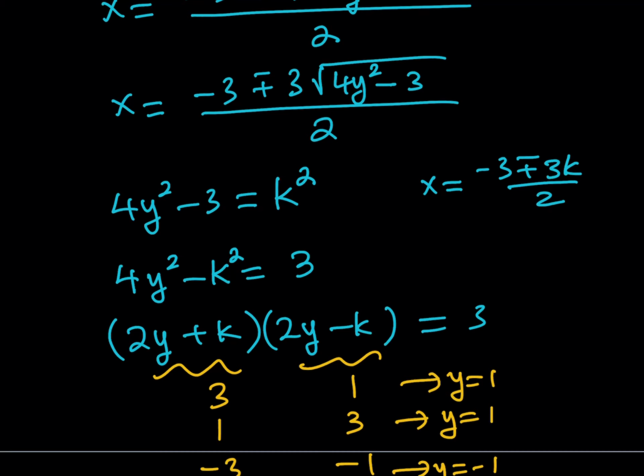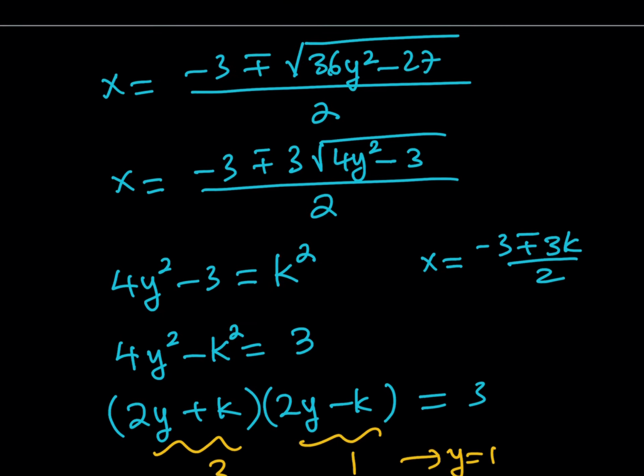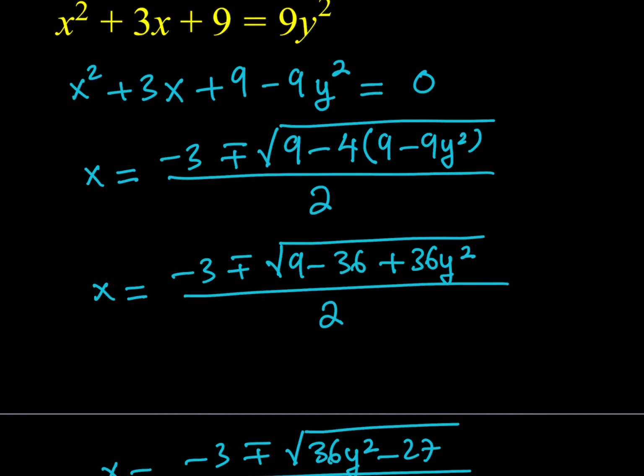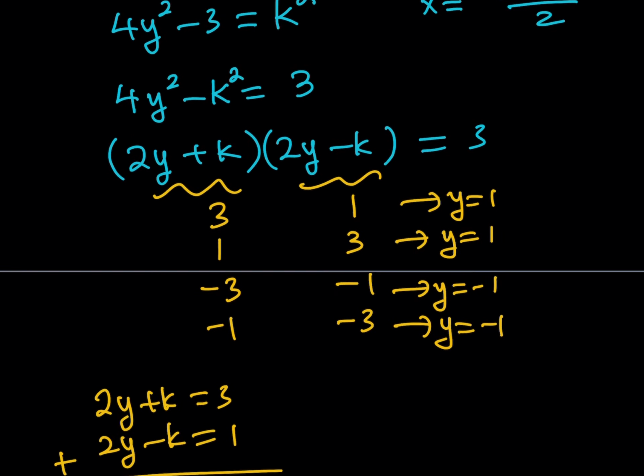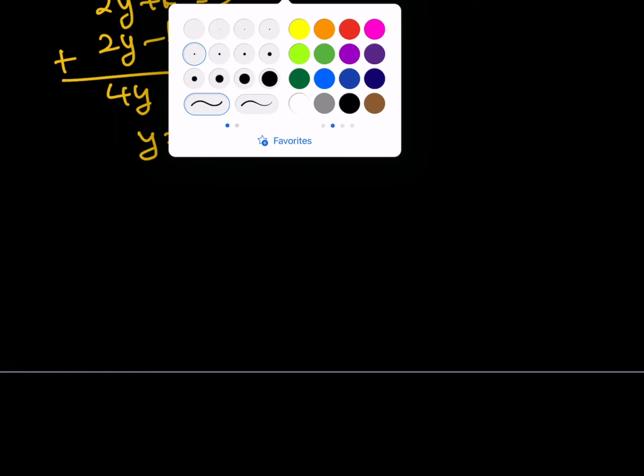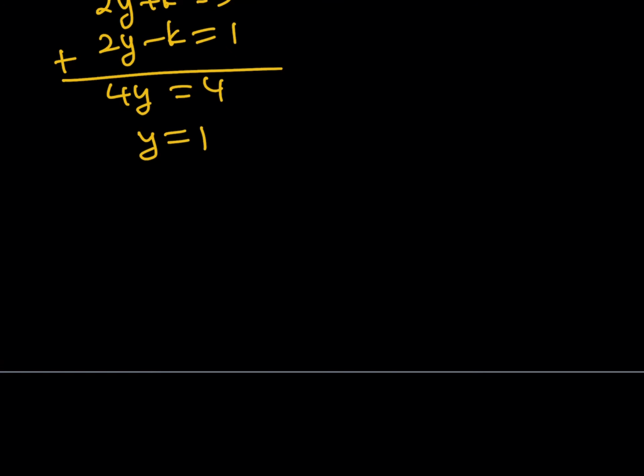You're going to plug it in here. You're going to use that. It's up to you. You can use the original problem. You can use whatever you want. It doesn't really matter. I'm going to use the original one. Okay, let's go ahead and do that. And the original equation was, what was the original? Okay, it was x squared plus 3x plus 9 is equal to 9y squared.